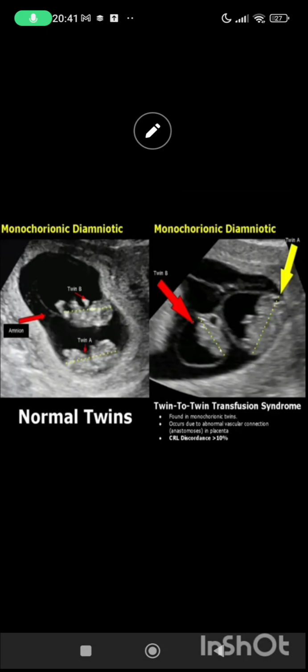Okay, so what happens with the donor twin? There is low amniotic fluid. There is oligohydramnios. It's stuck to the wall, so it is known as stuck twin. What about the urinary bladder appearance of the donor twin? Anyone? It will appear smaller. Yes. Smaller or empty bladder on ultrasound.